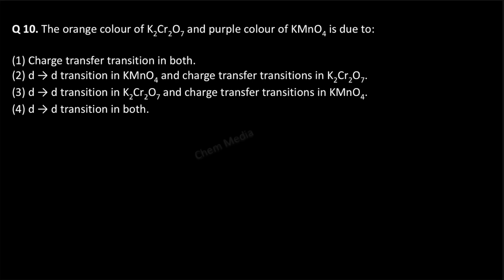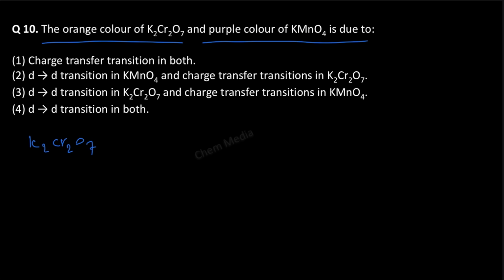Hello everyone, here is a question based on ionic compounds. The orange color of potassium dichromate and purple color of potassium permanganate is due to what type of transition? First of all, let us determine the oxidation state of the central metal ion in both the cases to see whether d electrons are there or not.